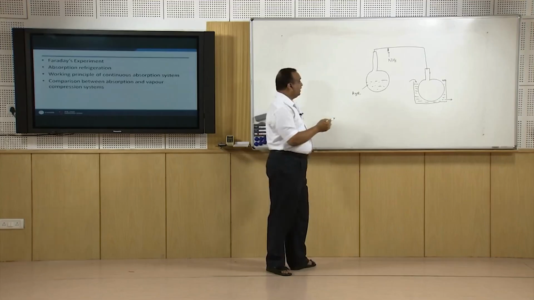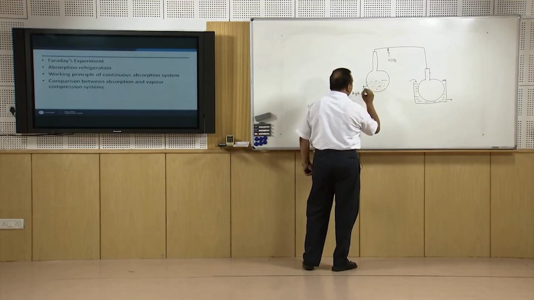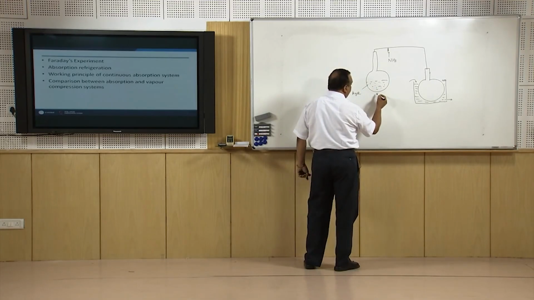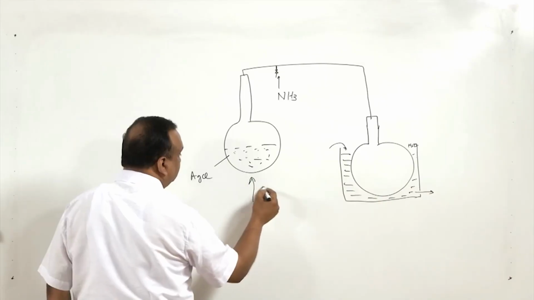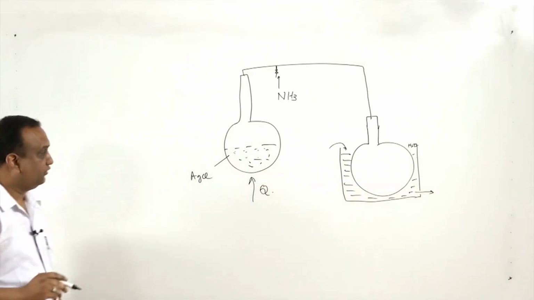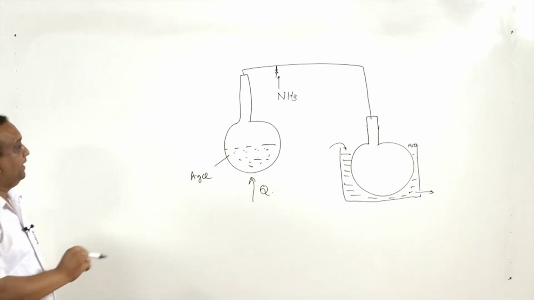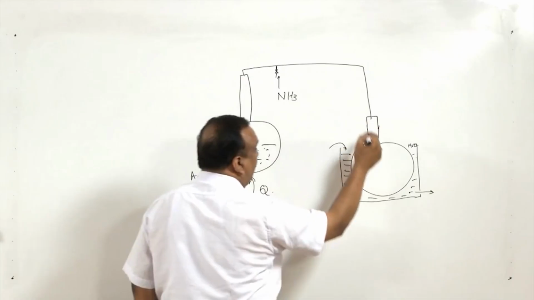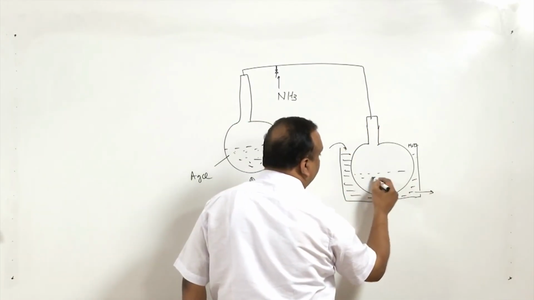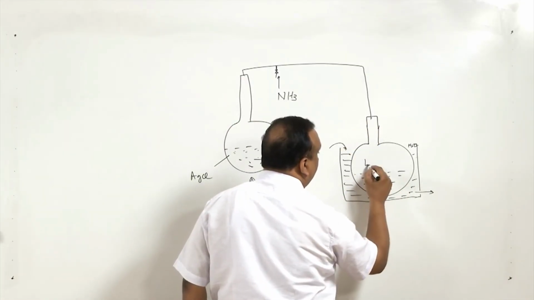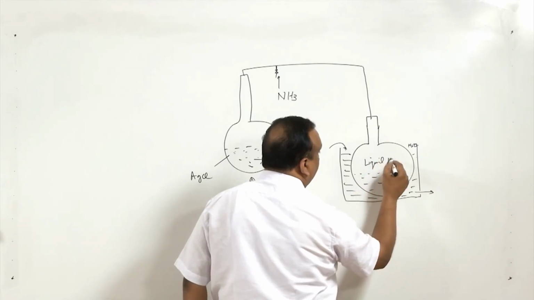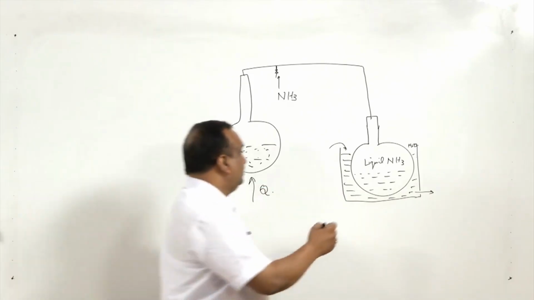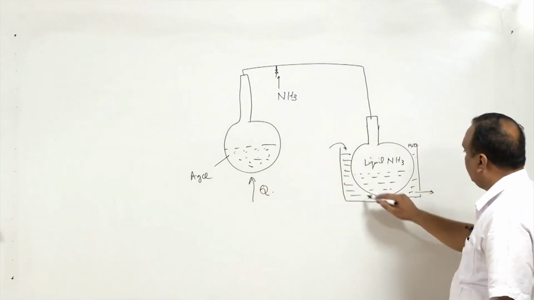This ammonia vapor was absorbed by silver chloride powder. Then he supplied heat to the flask, heated the ammonia and the silver chloride powder, and the ammonia was liberated and it was condensed here, it was collected here. So liquid ammonia was collected here, and the vapor was condensed and the heat was carried away by the cooling water circulated here.